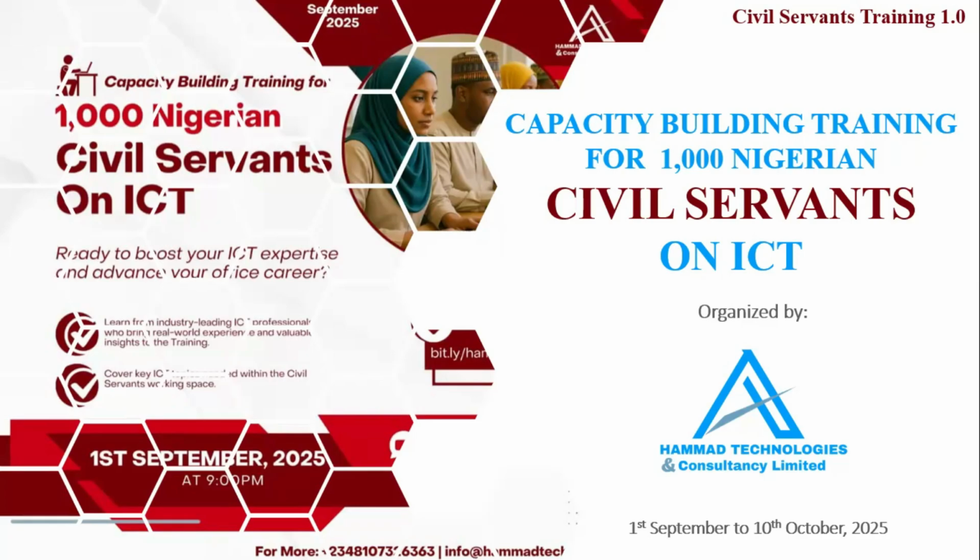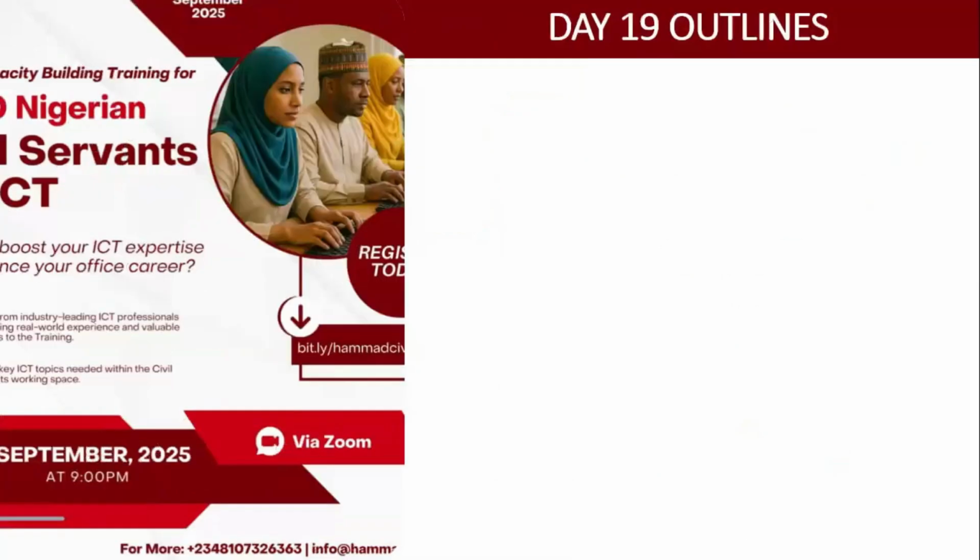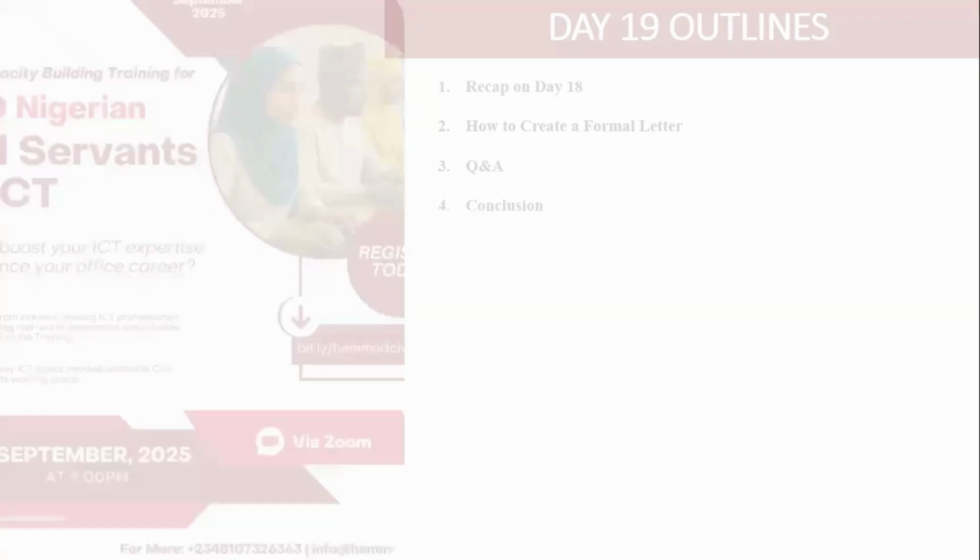So, like always, we start by showing our outlines. That is what we are going to cover for today. Our outlines for today go like this. We are going to have a recap on day 18. We'll briefly discuss what we have done on day 18. Then today we are going to show you how to create a formal letter. Then we'll have a question and answer session, then conclusion, and finally call it a day.